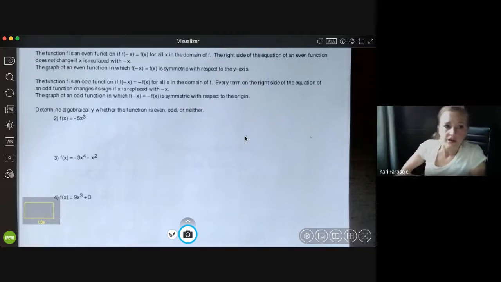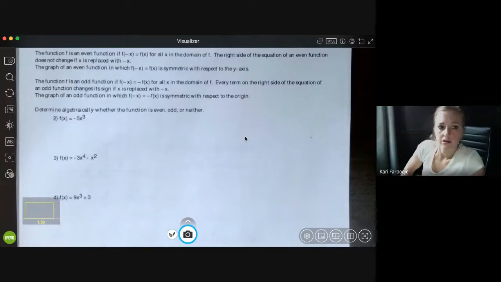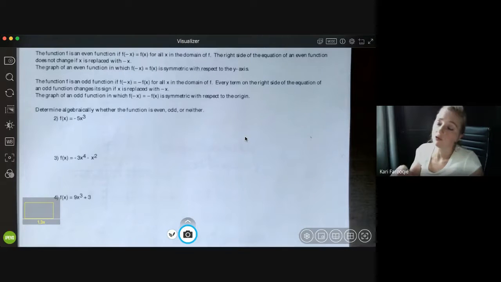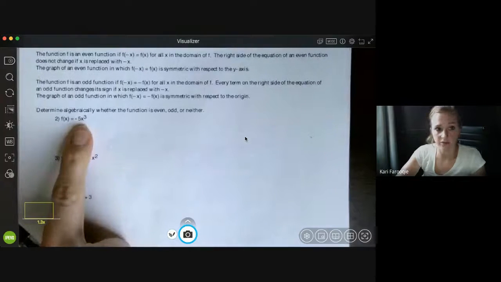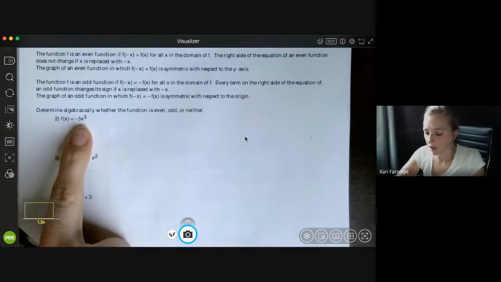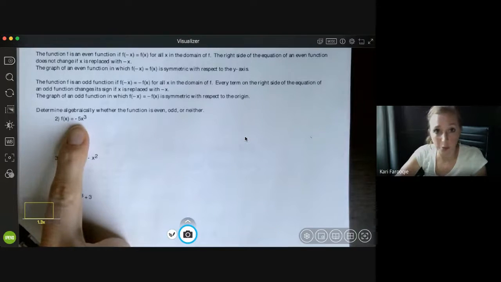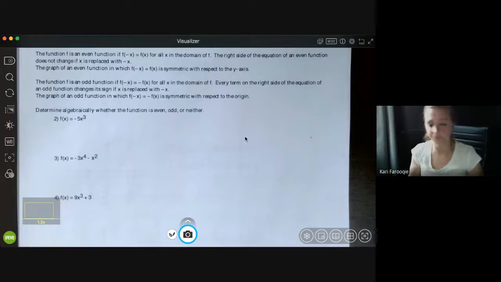We are going to determine algebraically whether the function's even, odd, or neither. What we're looking for here is if we find f of negative x, is it going to be equal to f of x? Is it going to be equal to negative f of x? Or is it going to be neither? So if we find f of negative x and we find that it's the same exact function, then we'll say that our function's even. If we look at f of negative x and find that it's the opposite of our original function, then we'll say that our original function must be odd. If it's neither one, then we get a neither.